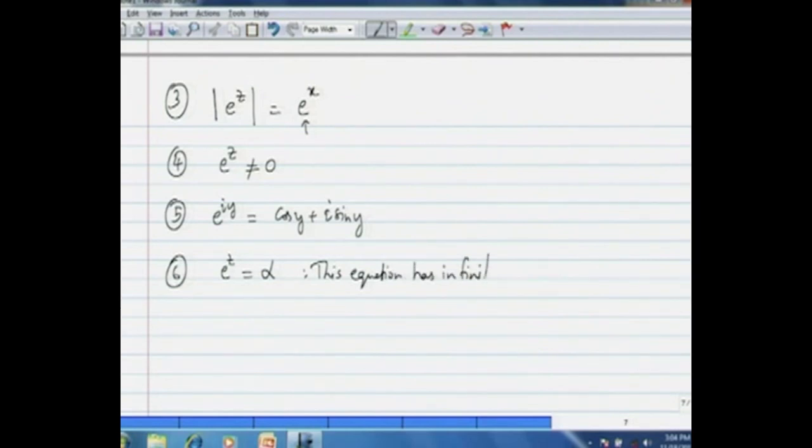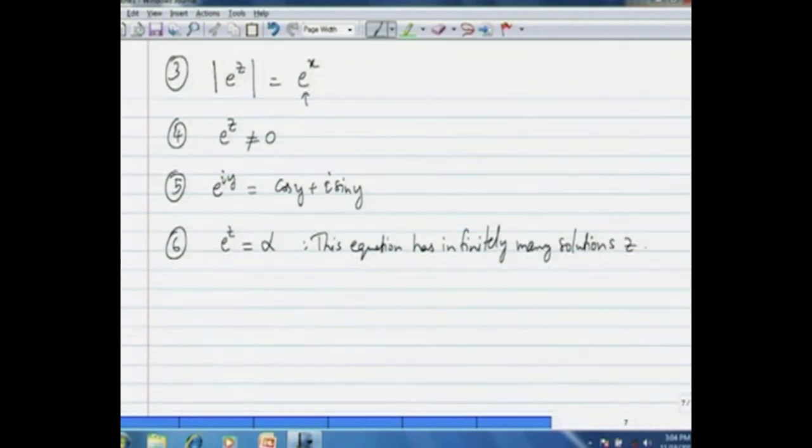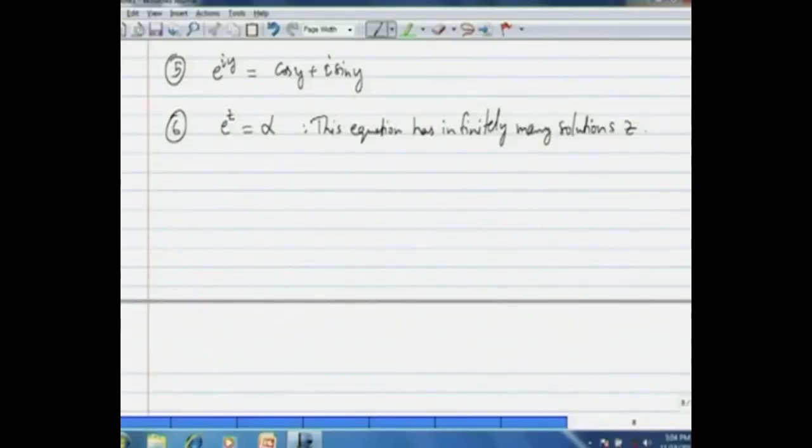Infinitely many solutions. So, there are infinitely many complex numbers z which satisfy e power z equals alpha, where alpha is a fixed complex number. How do you see this? Well, let us consider an example here. Let us look at e power z equals 2 plus 2 I, for example.